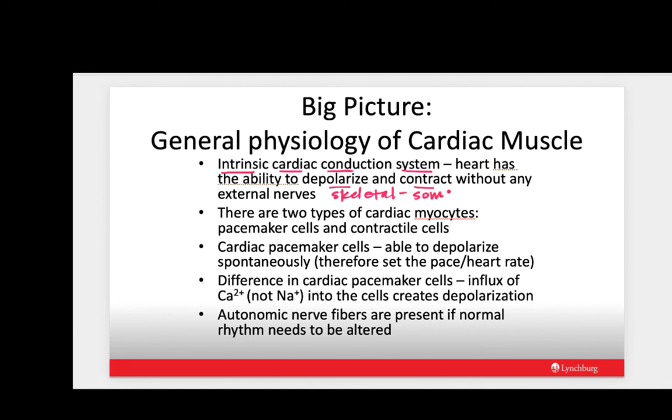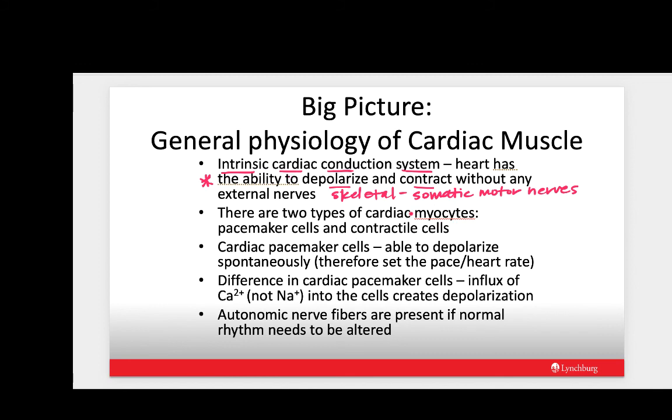somatic motor nerves to tell it to contract. Each skeletal muscle fiber had a nerve innervation telling it when to contract. This is very different. Heart muscle does have the ability to depolarize all on its own. It doesn't need a nerve to tell it to do that.